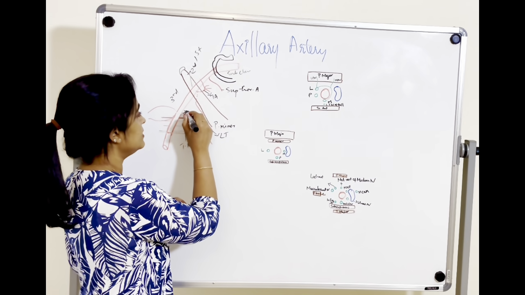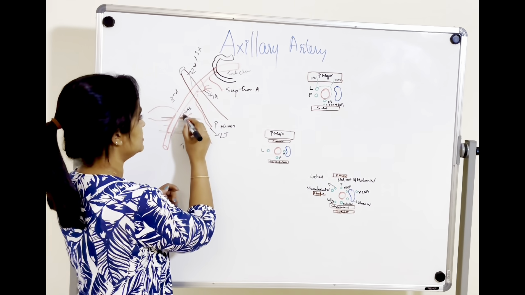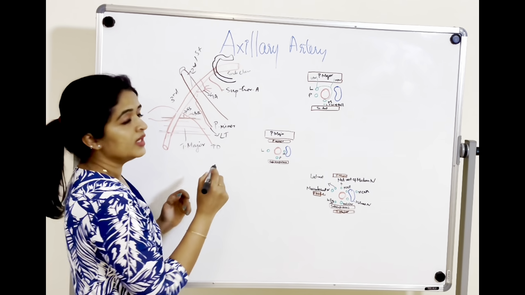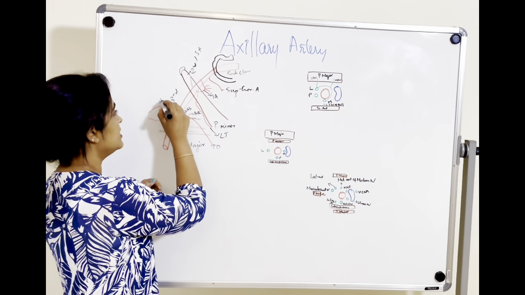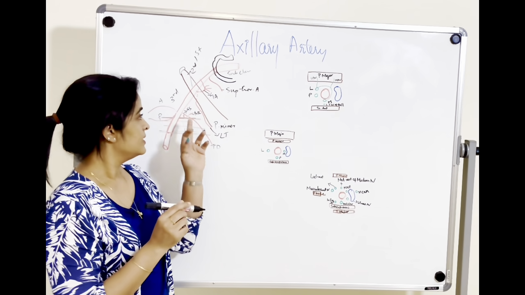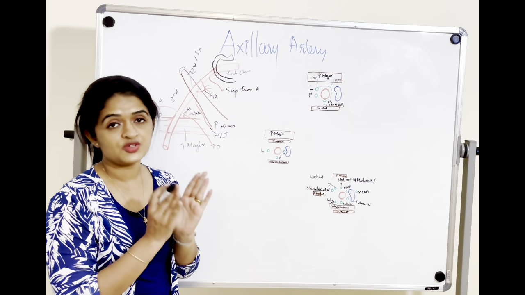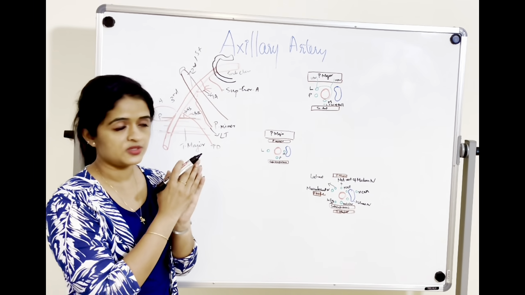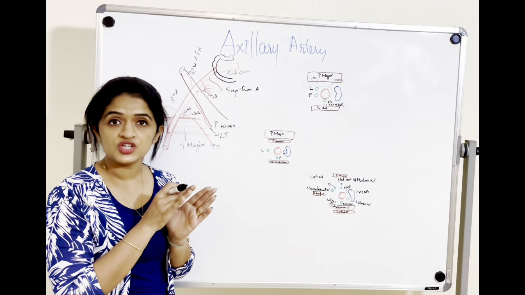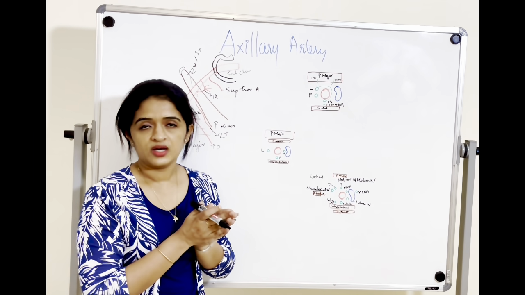The branch going down is the subscapular artery, which later divides into the circumflex scapular artery, the winding branch, and the thoracodorsal artery. The other two branches are the anterior and posterior circumflex humeral arteries. So three branches from the third part. The subscapular artery is the largest branch of the axillary artery. The two branches which wind around the surgical neck of the humerus are the anterior and posterior circumflex humeral arteries. So this is how we get the axillary artery and its branches.